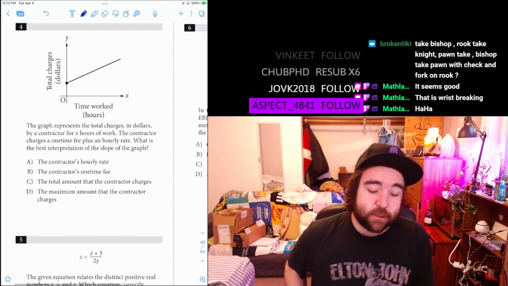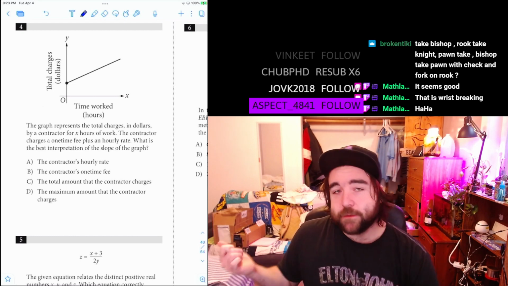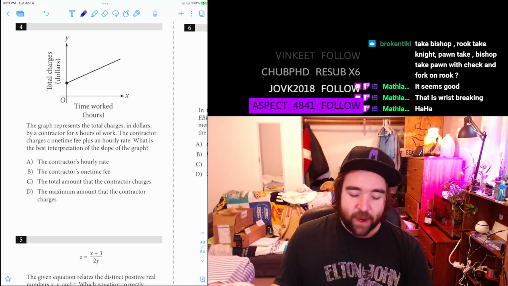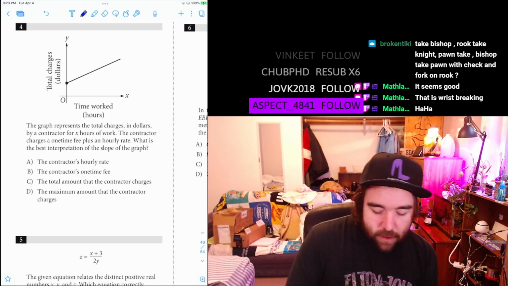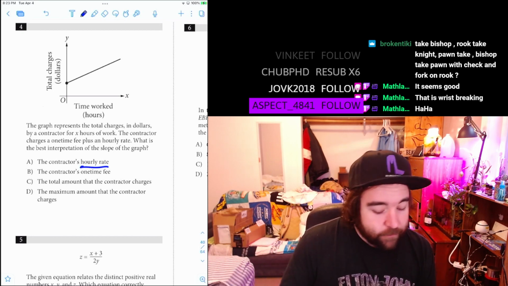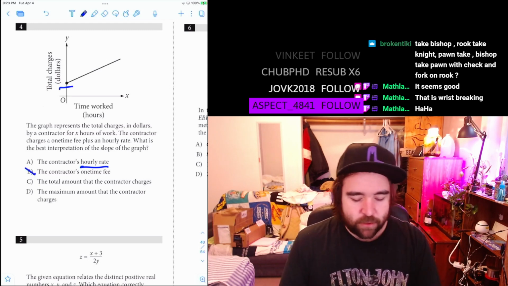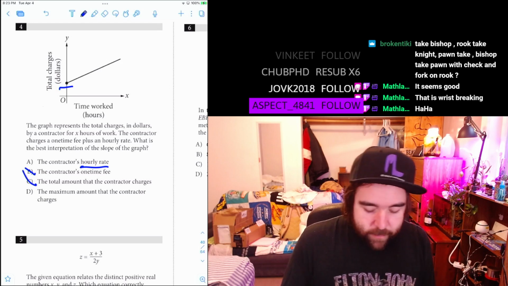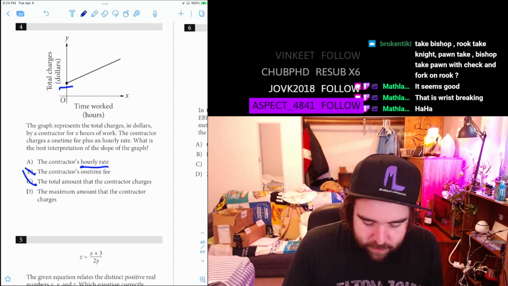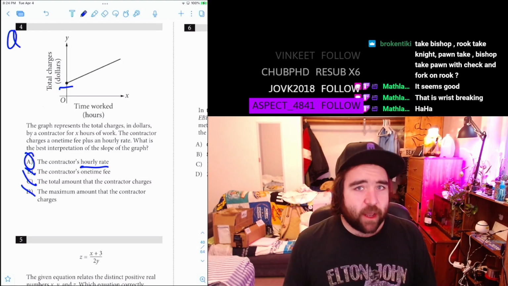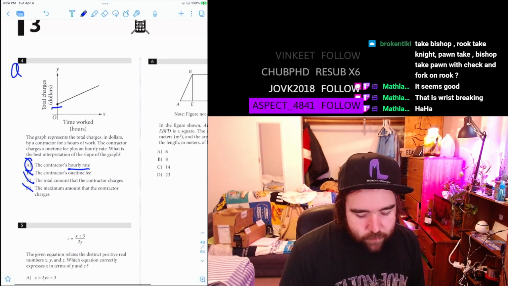So here, what is the best interpretation of the slope? I always say the best interpretation of the slope is that it's a rate. So we're looking for the word rate or a per hour type of thing. Right here, an hourly rate, that's pretty good. One-time fee? No, that's the y-intercept. Total amount? Nah, it's not a total amount. We're always looking at a rate, and it's not the maximum amount. So yeah, the slope is always a rate. It's the rate of change. Rate of growth.